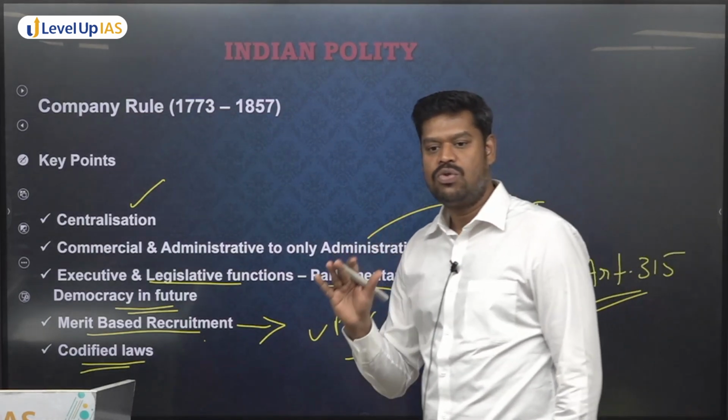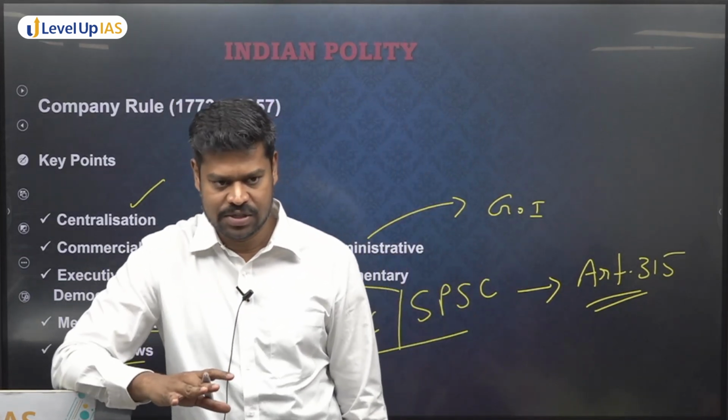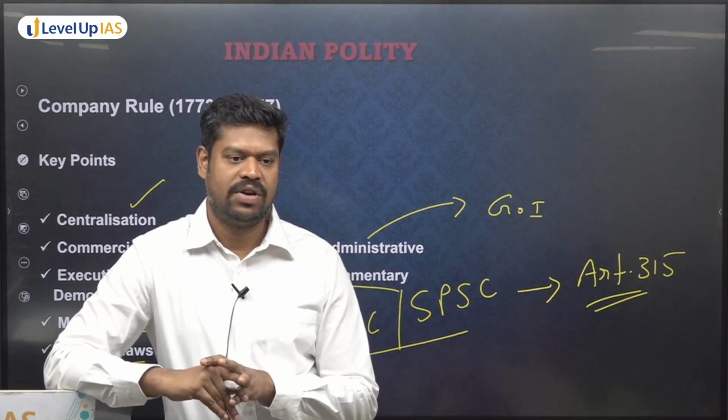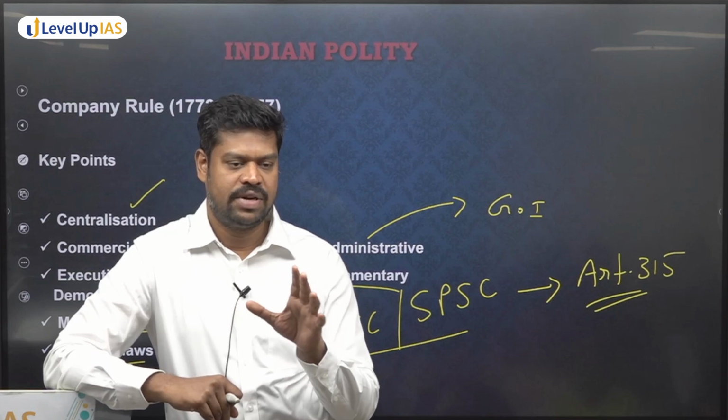So when did the company rule start? The crown rule is something that we'll discuss tomorrow. So when did the company rule start? It started in 1773. Now, what are the major significant things that happened in 1773?